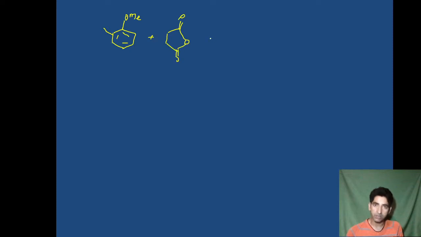So in presence of, let us see the reagent. This reagent is AlCl3 in presence of PhNO2. This only accelerates the reaction, 0 to 5 degrees centigrade. So what will happen in this case? Let us see what will happen in this case.